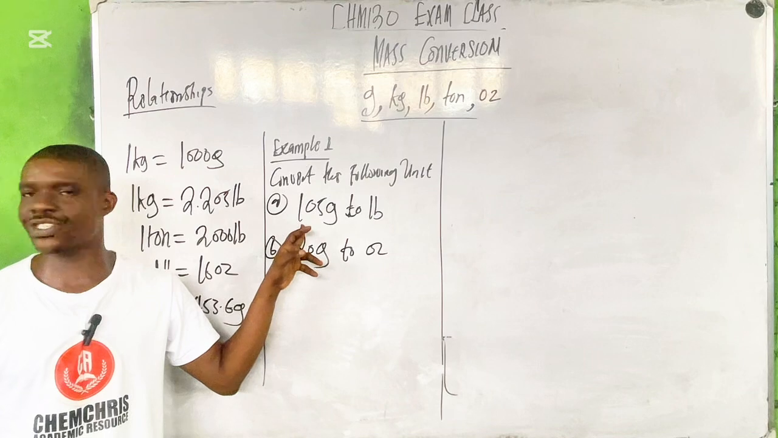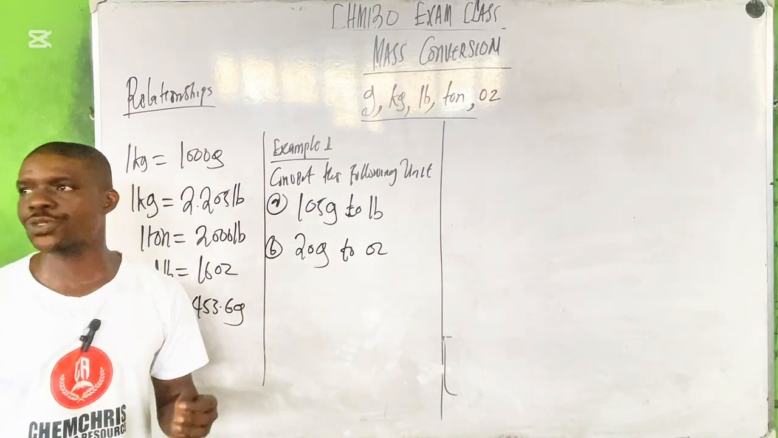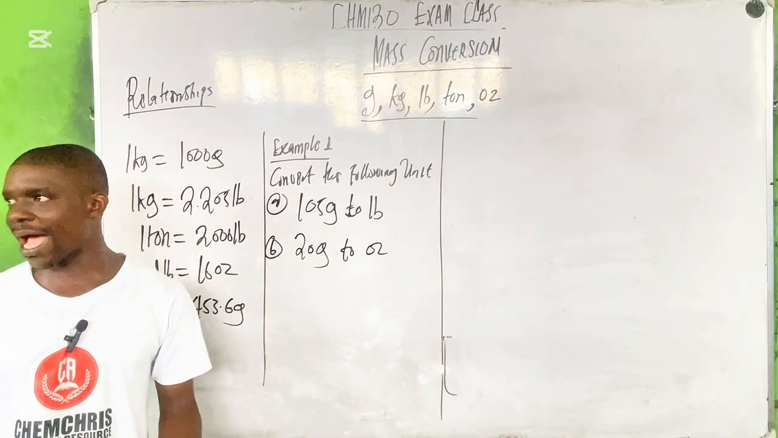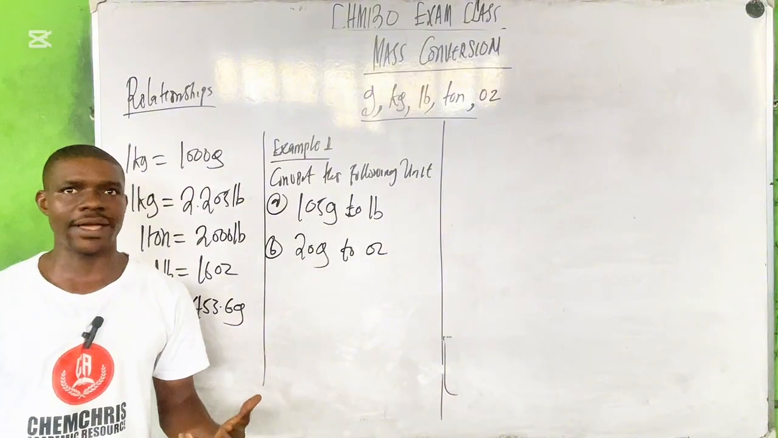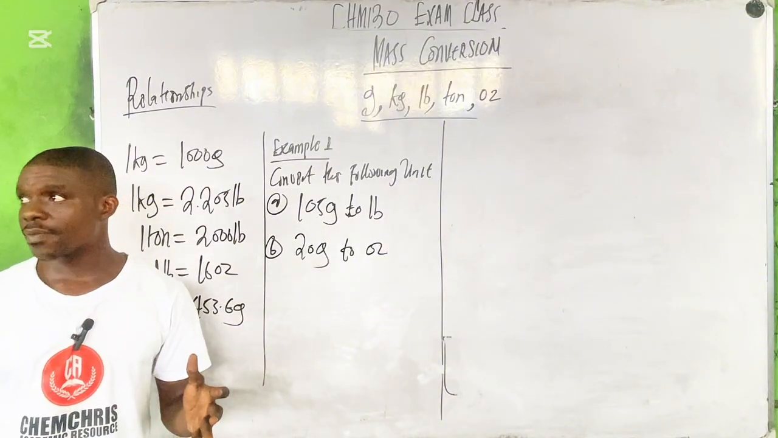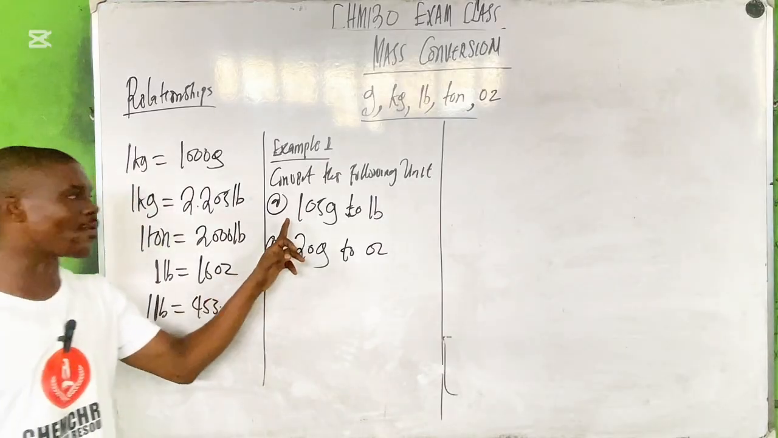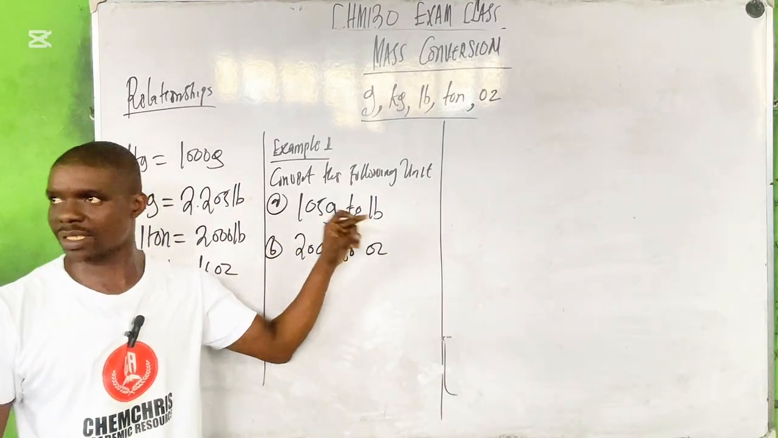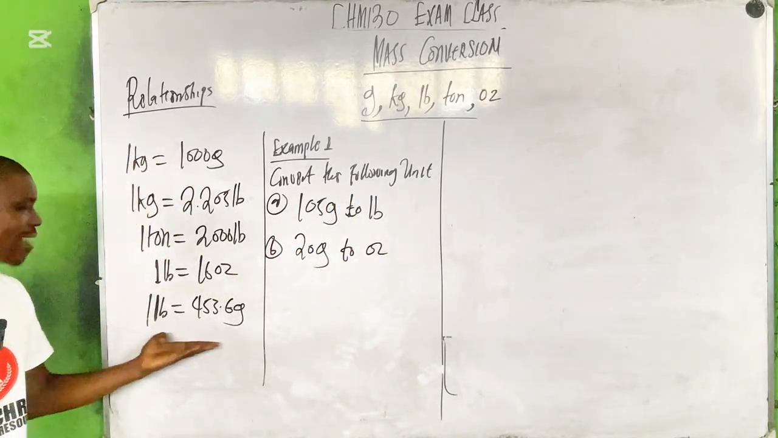This one is a little bit straightforward. Why is it straightforward? Because we know a direct relationship, right? Are we together here? There is a direct relationship. Why? Because they say convert 105 gram to pounds. Now, we have the relationship here.